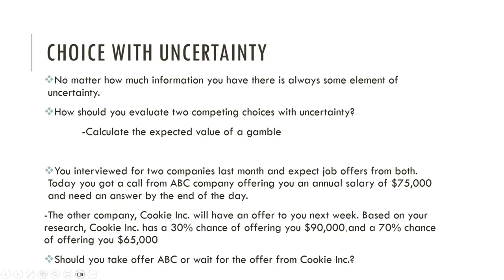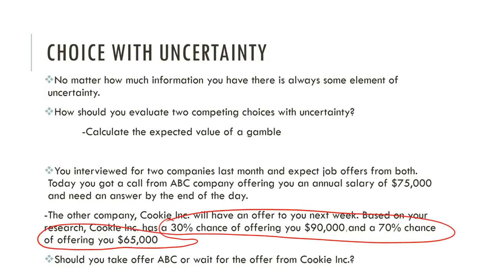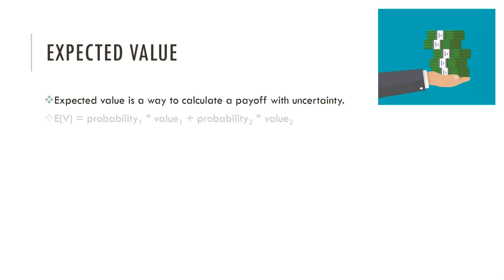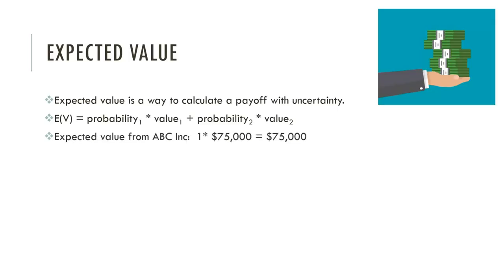And if you wait, you don't really know what the other company is going to pay you. You're going to estimate based on your research into this information. So for this, what we're going to do is calculate an expected value. This is a way of calculating a payoff with uncertainty. You could do this for economics, with weather, for what job to pick, who's going to win an election. Anytime you have something uncertain, you can calculate an expected value. So what we're going to do is take the probability times the value of an event and then add it to the probability times the value of the other event.